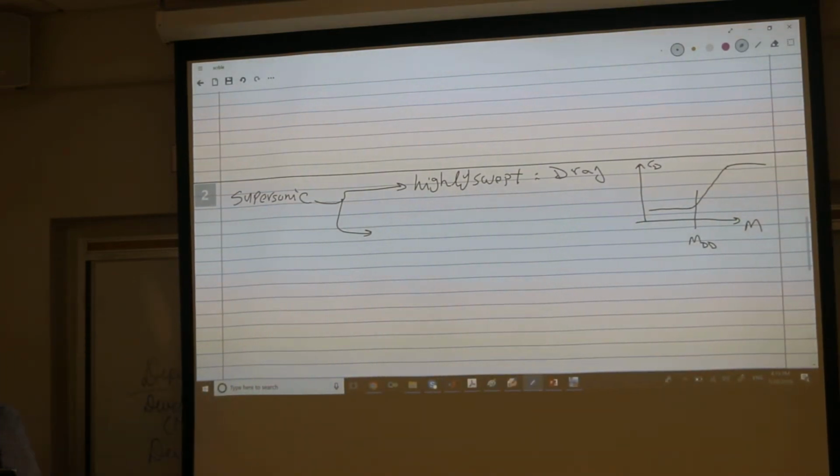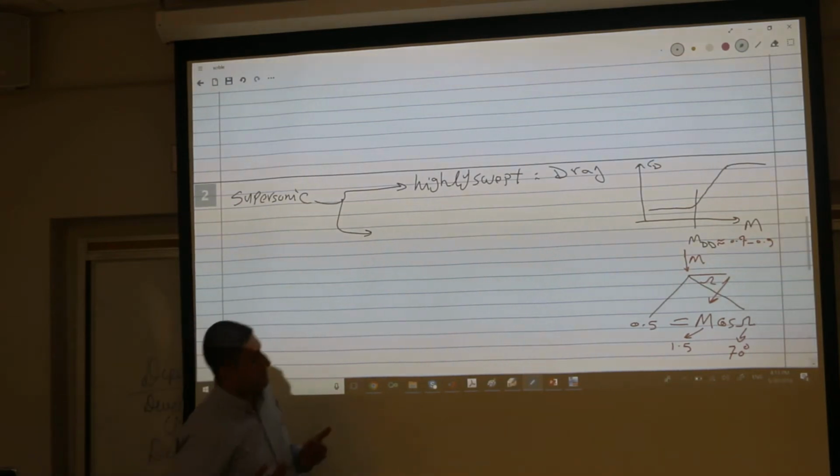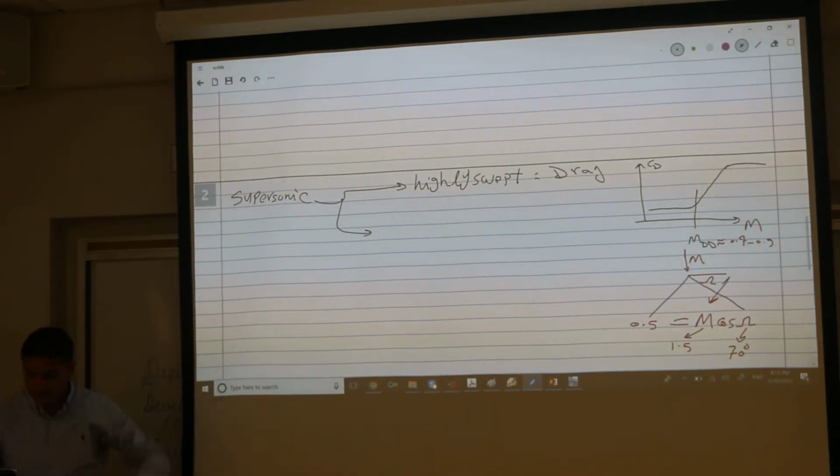Luckily, the effective Mach number is what really matters in the following sense. If this is your Mach number, what really matters is the component perpendicular to the leading edge, which is your Mach number times the cosine of your sweep angle. This is the sweep angle, okay? So if this is, say, 1.5, if you sweep by 70 degrees, you get here like 0.5 or so. This guy is around 0.7 to 0.9, okay? So you sweep high enough to be before the drag divergence. Okay, so we got that, that's fine.